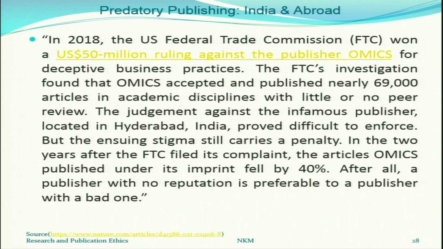So let's try to understand a major fraudulent predatory publisher who was registered from India. In 2018, the U.S. Federal Trade Commission won a $50 million ruling against the publisher OMICS for deceptive business practices. The Federal Trade Commission's investigations found that OMICS accepted and published nearly 69,000 articles in academic disciplines with little or no peer review. That's a huge number, 69,000 articles.